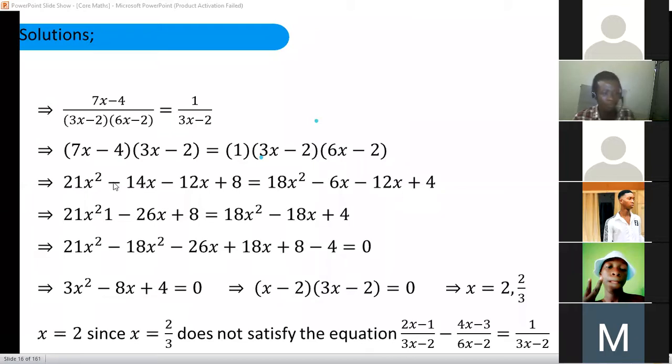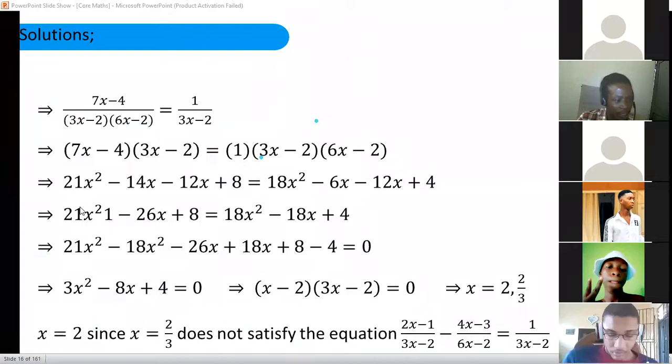So let's simplify now. That is, 21x squared is not having any like term at the left hand side here, so we leave it like that. Minus 14x minus 12x will result in minus 26x. Then plus 8 here is not having any like term at the left hand side. It also remains like that at that side of the equation.